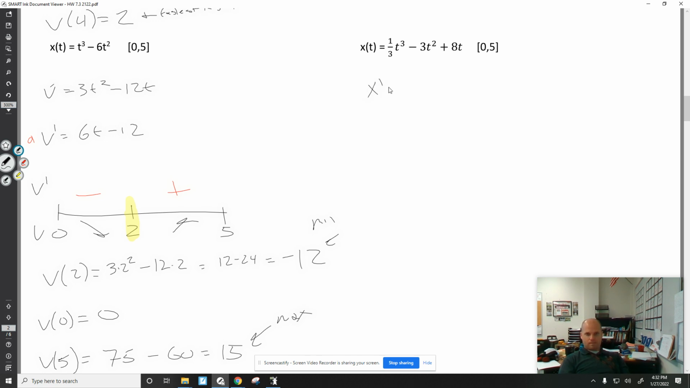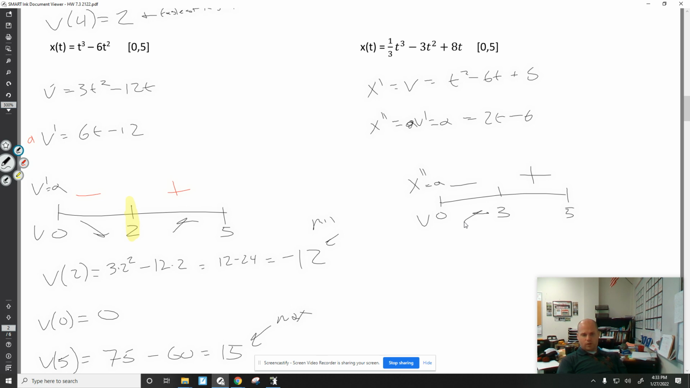Okay, same deal, x prime gives us my velocity. To find when my velocity is at a max, we look at velocity's derivative. We look at A. We look at x double prime, or V prime. T squared minus 6t plus 8. 2t minus 6. That's a 3. X double prime, 0, 5. That's A. That'll tell me about V going up, going down. Negative, positive. V's going down, then up. For certain, I have a min.